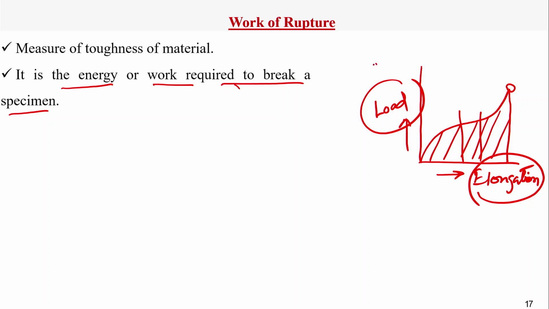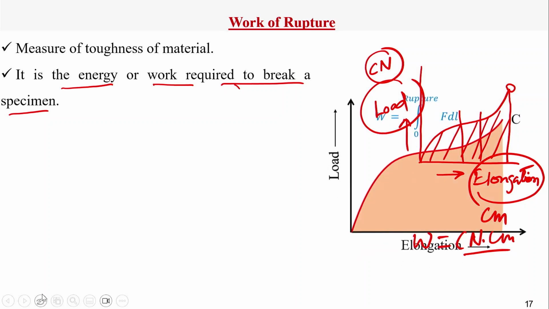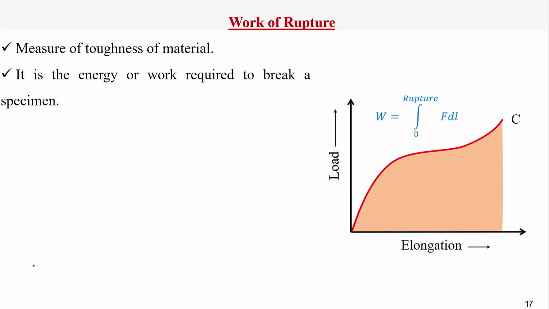So, if the load unit is, say, centinewton and elongation is, say, centimeter, then the work of rupture W will be equal to centinewton multiplied by centimeter. So, this is the unit. And the curve is like this. If we know the function of this load elongation behavior, then we can get the work of rupture by integrating between the starting point 0 and the rupture point. So, that way we can also measure the work of rupture.